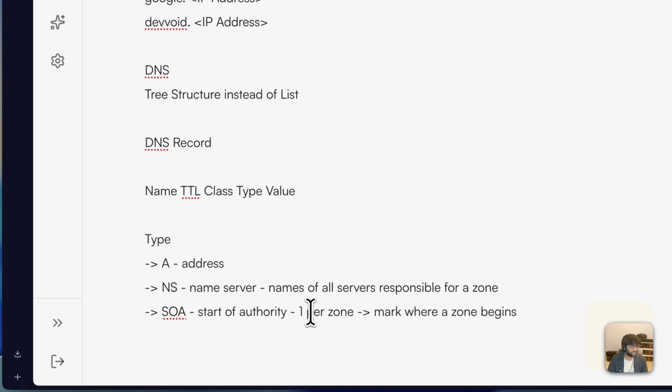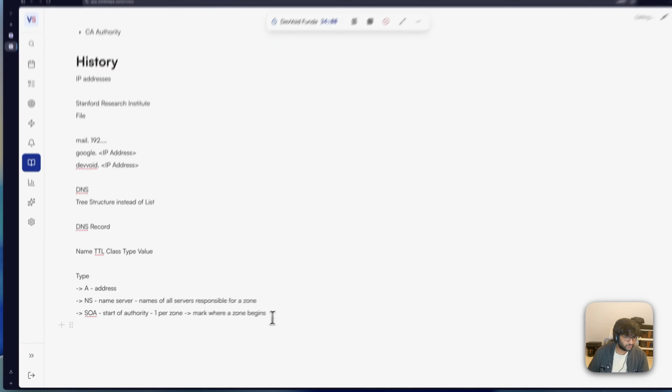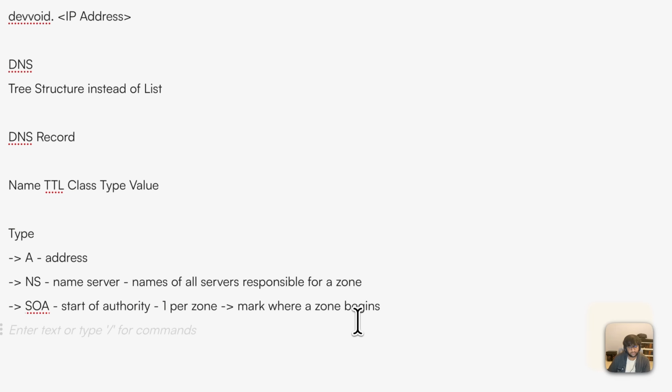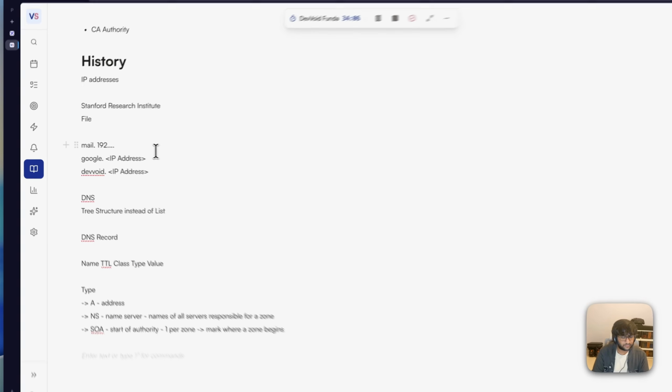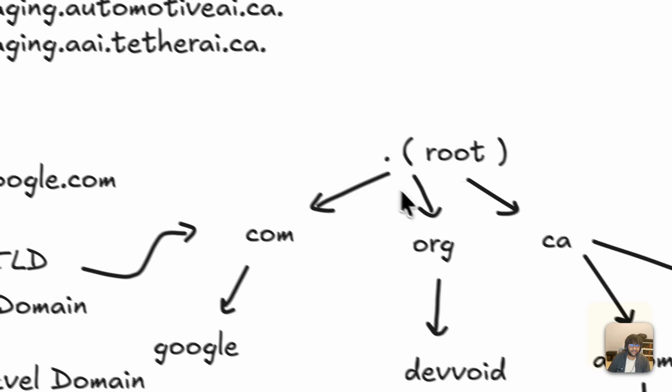I'm going to show something about name server and start of authority, theoretically. But what is a zone, right? We didn't understand what a zone is, but we have two things that are actually talking about zones over here. Now, let's understand that. So zone is something, actually I'll go to the diagram, it's probably easier that way.